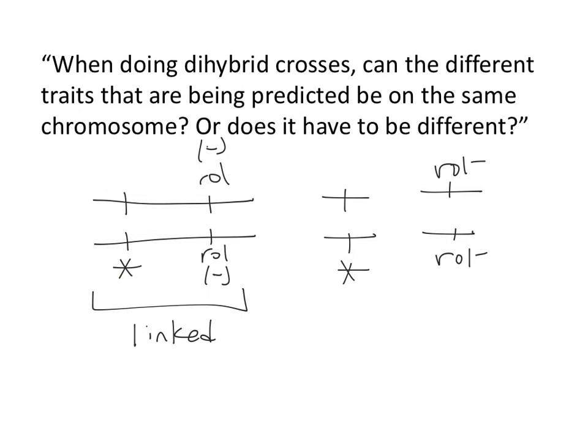No. So they can be on the same chromosome, and we'll see that as we enter the next couple of classes. But if they're linked, then where one goes, the other one will go. So essentially, it's still a monohybrid cross. So this is the interesting thing.